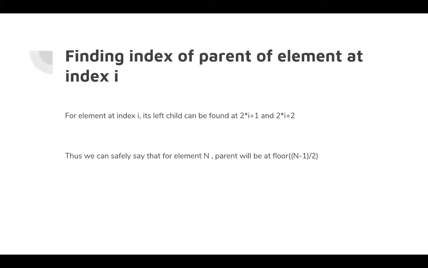Okay, so this is it for this lecture. In the next lecture, we'll talk about an important function, heapify, which is a very important function in binary heap.